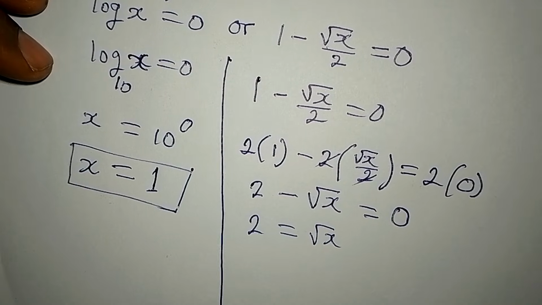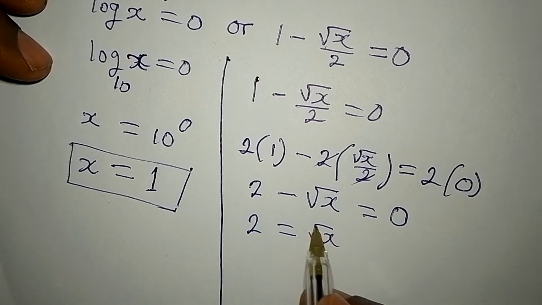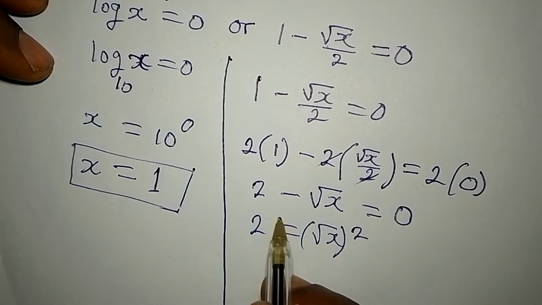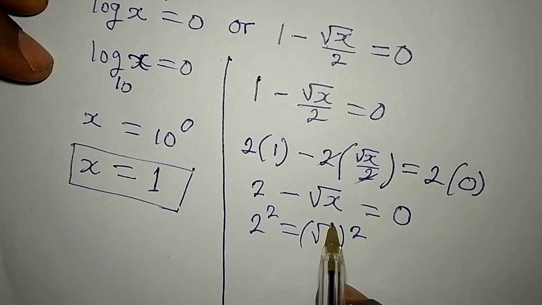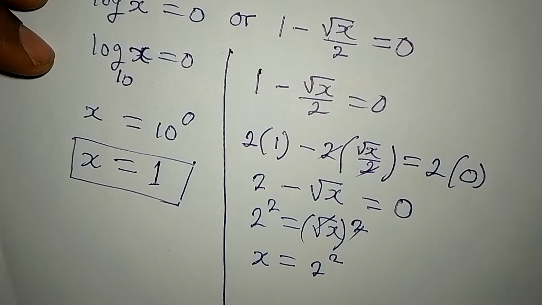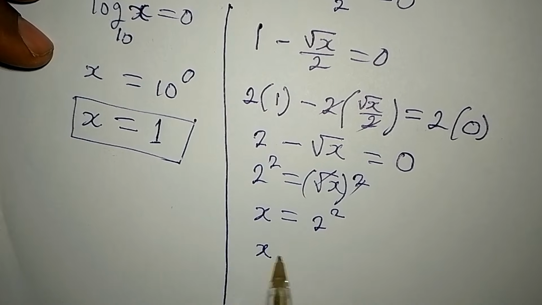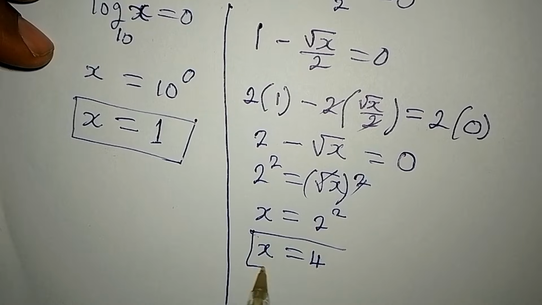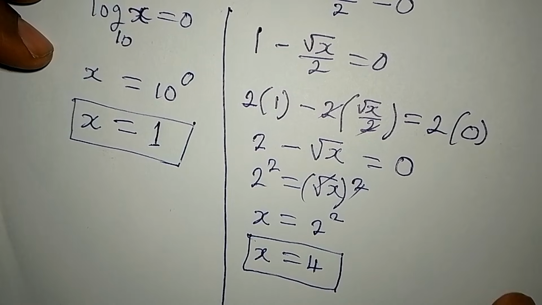Now what do we do? We need to remove the square root by squaring it, right? And what we do on one side, we do on the other side. This is going to go with that. Now x is equal to 2 squared, and this means that our x is equal to 4. So here we have another solution to the problem.